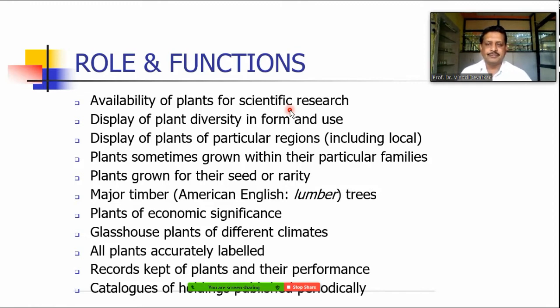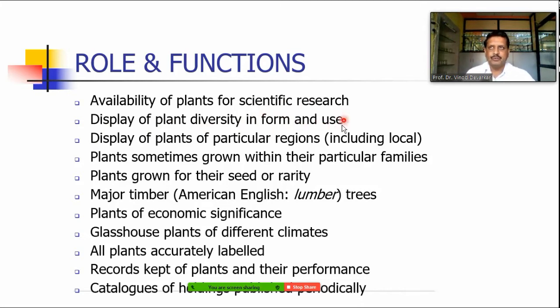The display of plant diversity, form and use: as we just saw, on the label of a particular species, the nameplate of the plant, we find the local name, its botanical name, along with the uses of those plants. Such nameplates are placed in the botanical garden. So it serves the purpose of displaying plant diversity, its form, since the actual plant is there, and its uses, which we can study through the nameplates.